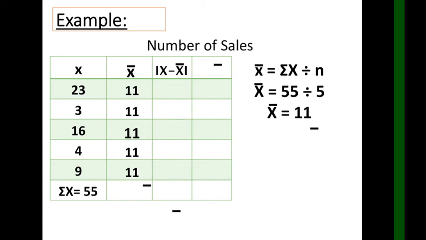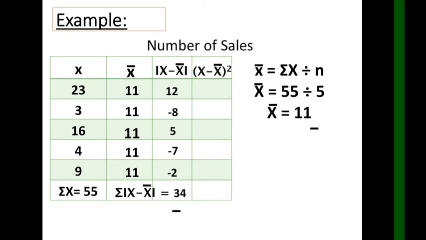And then, we need to subtract x to the mean. So we have 23 minus 11 is 12. 3 minus 11, 16 minus 11, 6 minus 11, 4 minus 11 I mean, and 9 minus 11. Then get the total, that's 34.